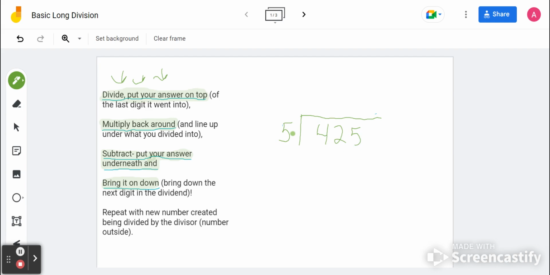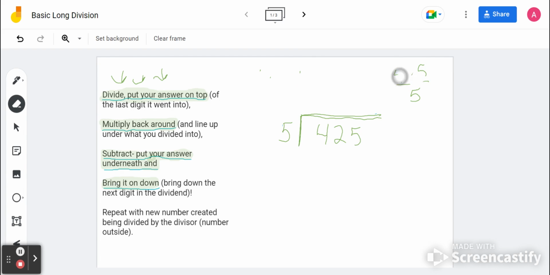So let's say I have 425 divided by 5. And the dividend, when you have your house, the dividend goes at the end. That's how I remember it, okay? And it can also be written like this or this: 425 divided by 5. So all of those are representing the same problem.